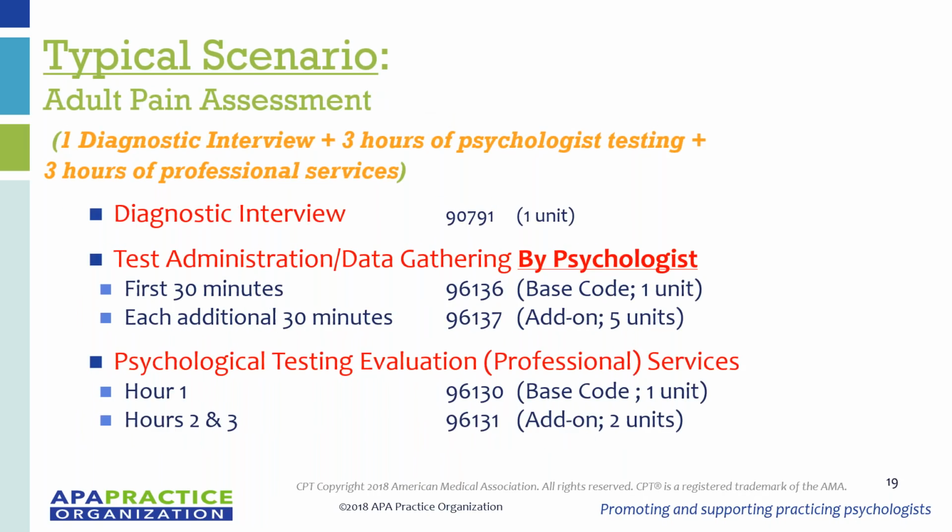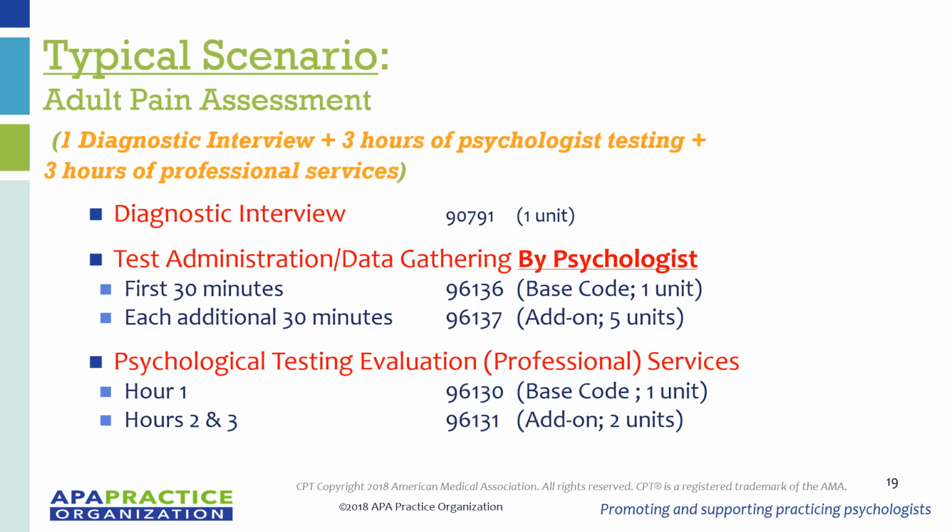Here's a second example. This is an adult pain assessment. In this scenario, it's one unit for diagnostic interview. The psychologist is doing 3 hours worth of testing and 3 hours of professional services. So the diagnostic interview is again billed as a 90791. Psychologist is doing their own testing. For the first unit, first 30 minutes, 96136. Each additional 30 minutes, 96137. In this example, it would be, again, 5 units. 1 unit of base, 5 units of add-on for your test administration and scoring by psychologist.